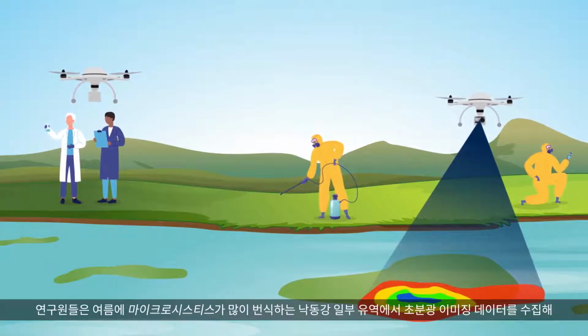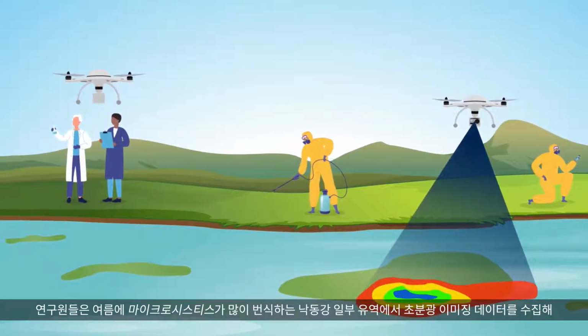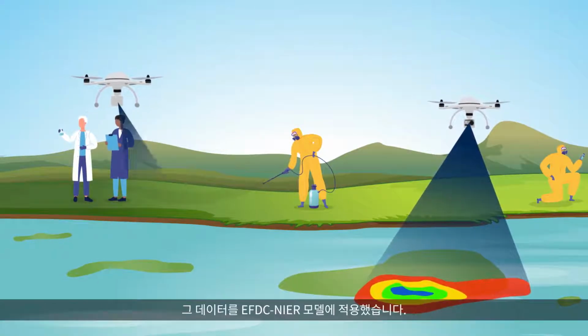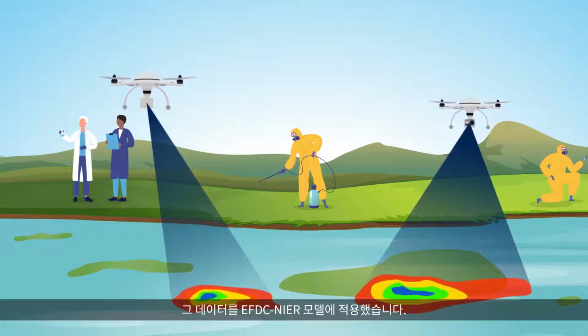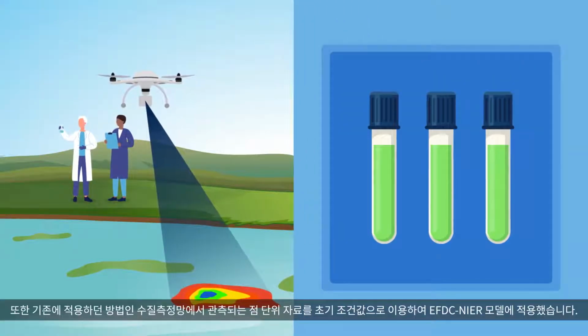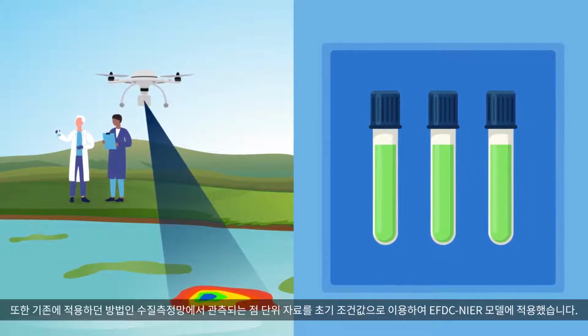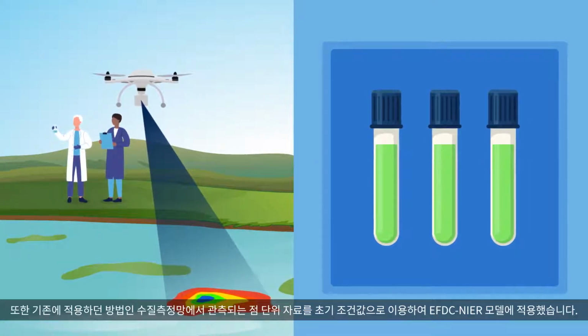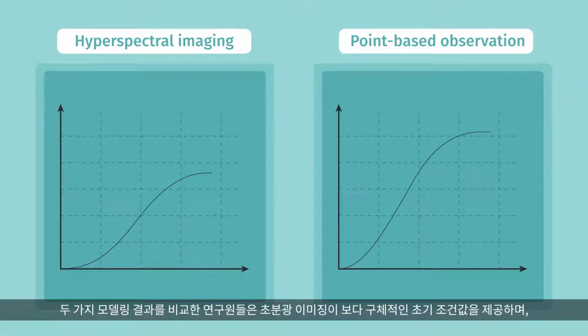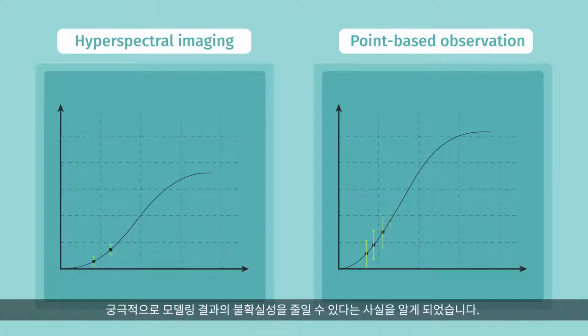They collected hyperspectral imaging data for a part of the Nakdong River Basin, where microcystis flourishes in the summer months. They then applied this data to the EFDC-NIER model. They also performed EFDC-NIER modeling using initial conditions obtained from physical water samples procured from different points along the river. Upon comparing the two sets of modeling results, they found that hyperspectral imaging could provide more detailed initial conditions for the model, which ultimately reduced the uncertainty in the modeling results.